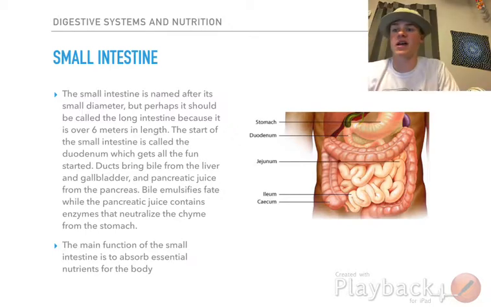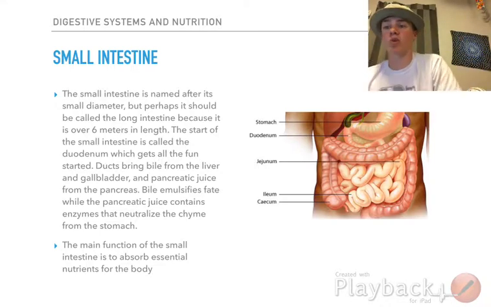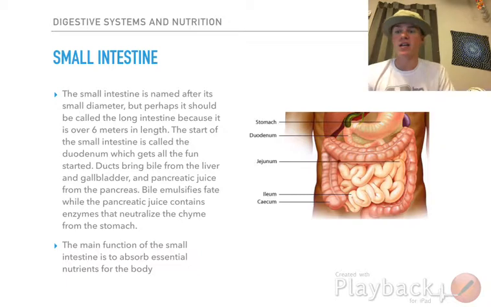The small intestine is named after its small diameter, but perhaps should be called the long intestine because it's over 6 meters in length. The start of the small intestine is called the duodenum, which gets all the fun started. The ducts bring bile from the liver and gallbladder and pancreatic juice from the pancreas. Bile emulsifies fat, while the pancreatic juice contains enzymes that neutralize this chyme from the stomach. The main function of the small intestine is to absorb essential nutrients into the body.